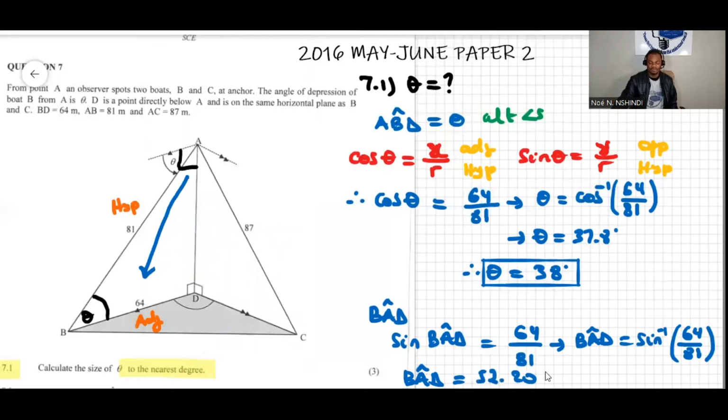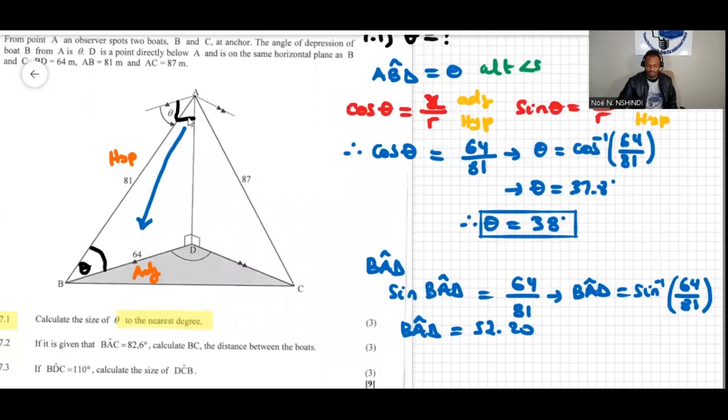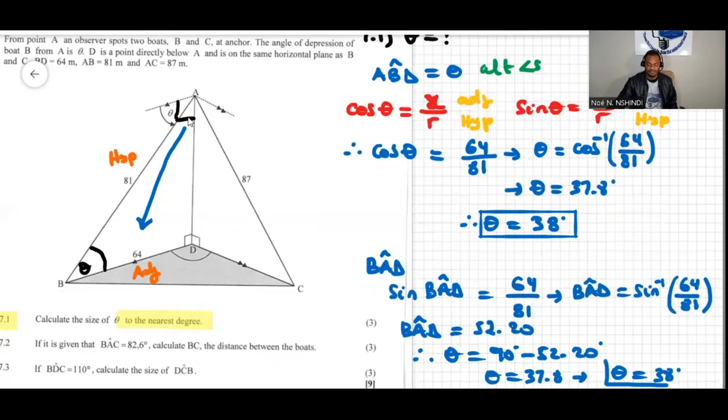Now we can find angle theta by saying, therefore, theta will be equal to 90 degrees minus 52.20, and then theta will be equal to 37.8. But we want the nearest degree, so that will be 38 degrees. That is the value of theta, which alternatively can be solved like that.